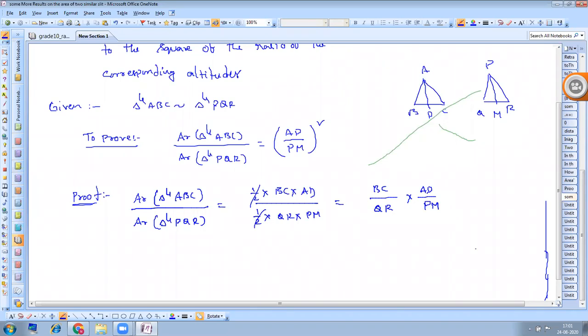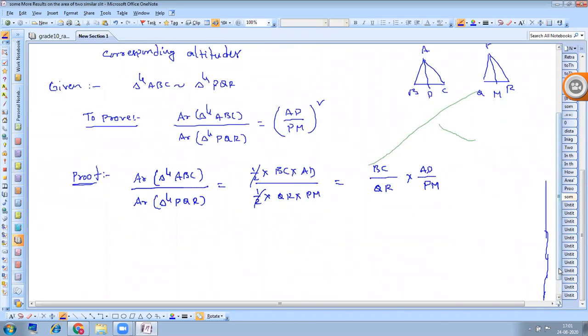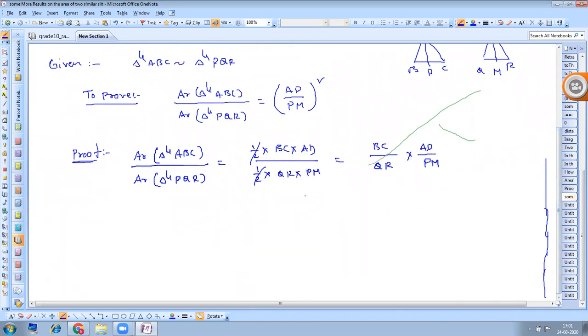Now take the two right angle triangles from each triangle. I'm taking the same kind of proof we did in the previous theorem: A, D, B and P, M, Q. How do we prove both are similar triangles here?